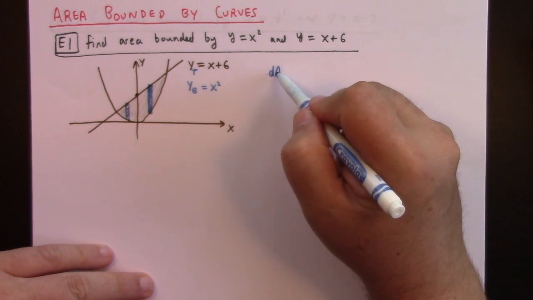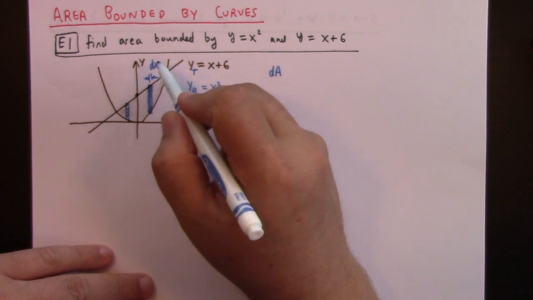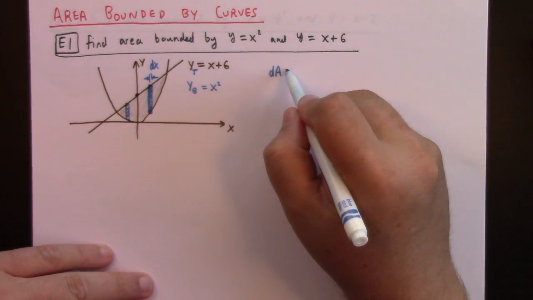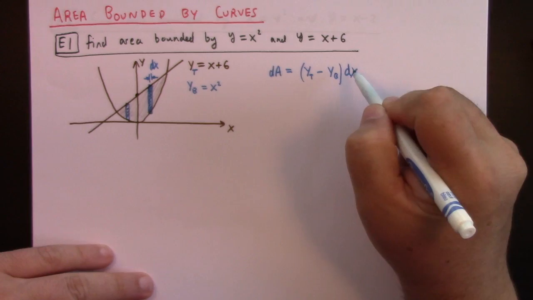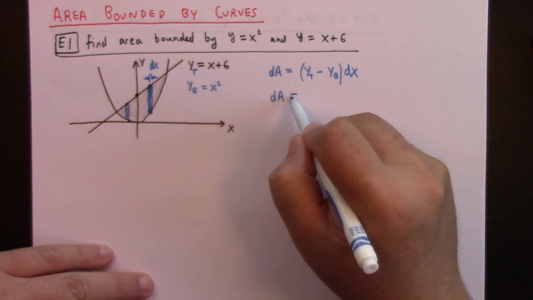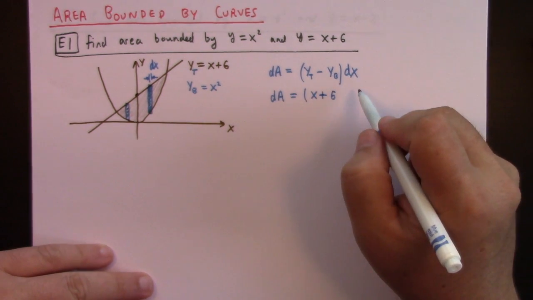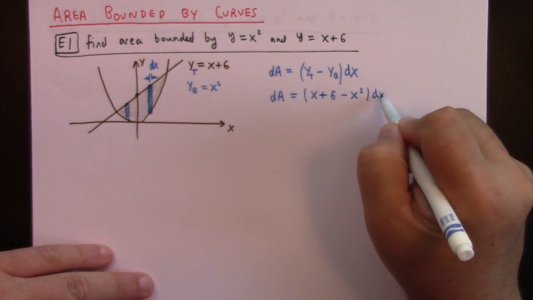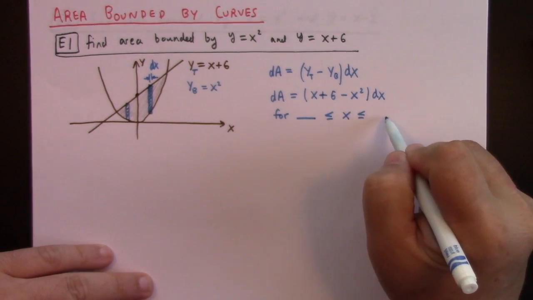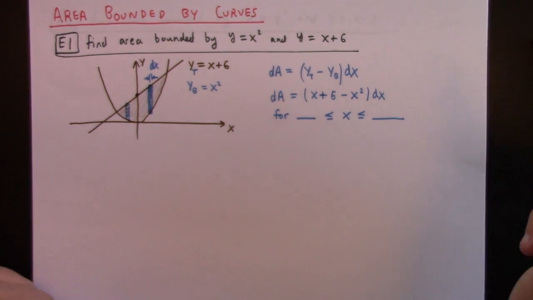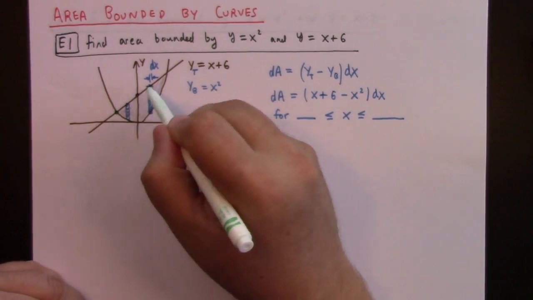And so dA, the little bit of area subtended by one of these guys, right? The thickness, of course, is dx. So dA is the top y minus the bottom y times dx. In terms of the specifics of this problem, dA is equal to x plus 6 minus x squared dx. And that's true for blank less than or equal to x less than or equal to blank. I haven't figured out what goes in the blank yet because I don't yet know what these points of intersection are, here and here.